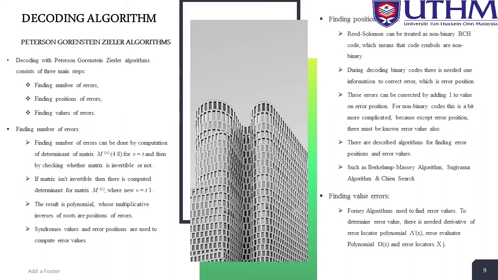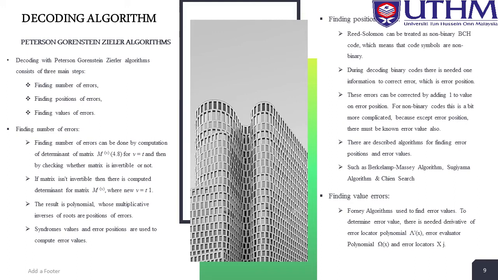If the matrix is not invertible, then the determinant of the matrix where v equals t-1 is computed. The result is a polynomial whose multiplicative inverses of roots are the positions of errors. The syndrome values and error positions are used to compute the error values.